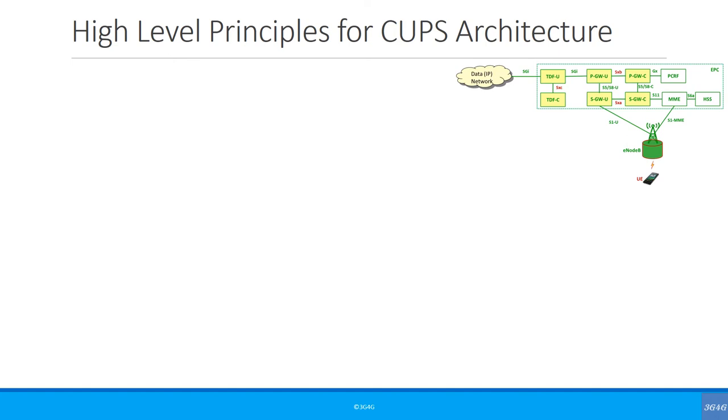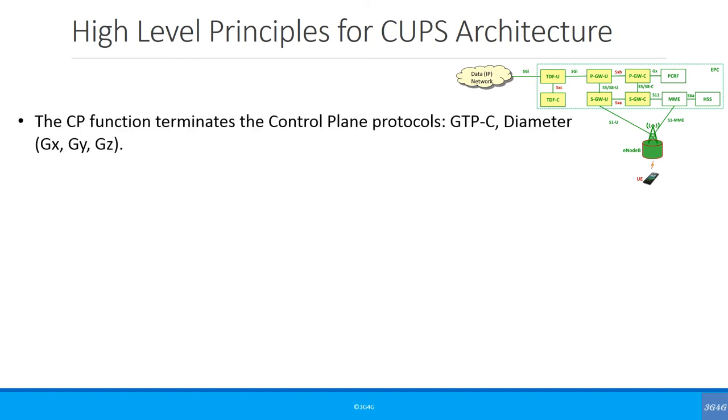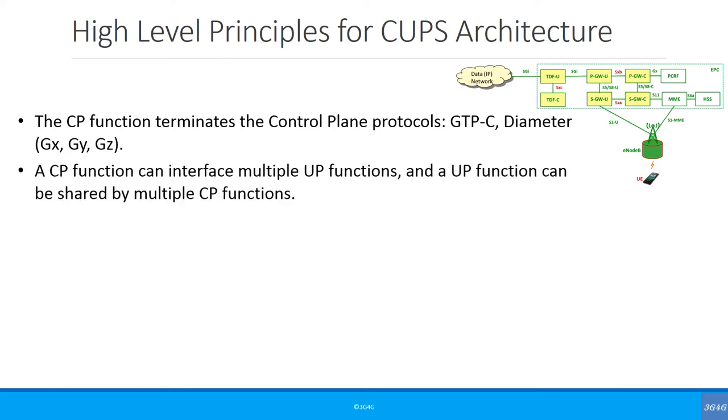So let's look at the high level principles for the CUPS architecture. The control plane function terminates the control plane protocols, which is like GTP-C and Diameter. So you remember the picture which I showed from NetManias. It's basically reiterating that the control plane function will terminate the control plane protocols. A control plane function can interface multiple user plane functions, and a user plane function can be shared by multiple control plane functions.